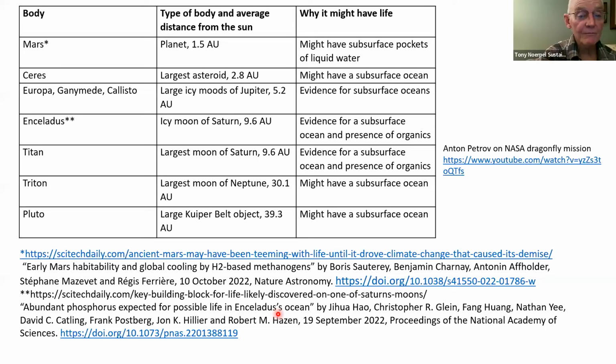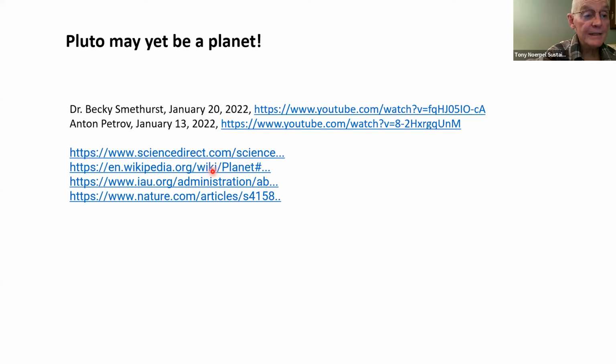We're looking for life within our own solar system. In these places, one planet, one X planet, here's a large asteroid and a bunch of moons. This is why we think there might be life. We don't expect there to be intelligent life or even complex life, but possibly maybe even just viral life or something like that, so we'll see. And if you're a Pluto lover, it may yet be a planet. It's still a controversy. And so, in summary, we're at the end.